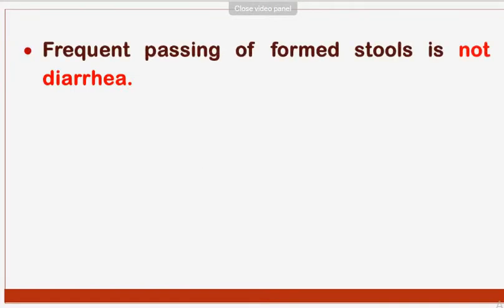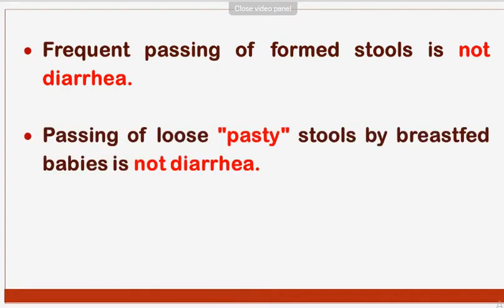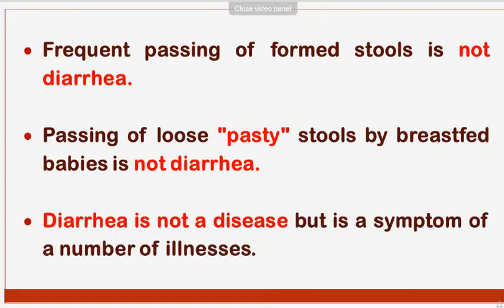So these are 3 facts. First, frequent passing of formed stool is not diarrhea. It should be an increase in frequency plus an increase in fluidity, loose or liquid stool. The second fact is that passing loose or pasty, toothpaste-like stool by breastfed babies is not diarrhea. That's why it is important to ask in the history about the type of feeding of the baby. If he is breastfeeding, pasty or loose stool is not regarded as diarrhea. The third fact is that diarrhea is not a disease per se, but a symptom of a number of illnesses. That's why we say diarrheal disease, not diarrhea as a disease. It may be a symptom of another disease.